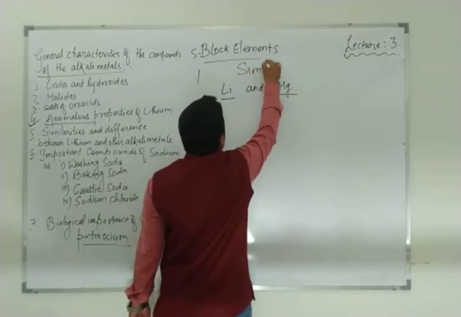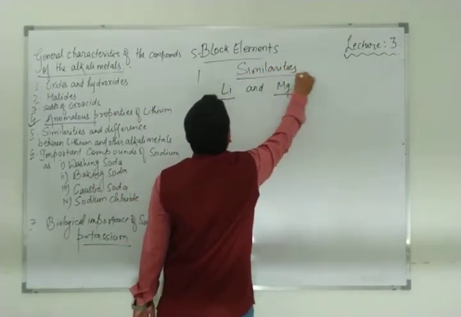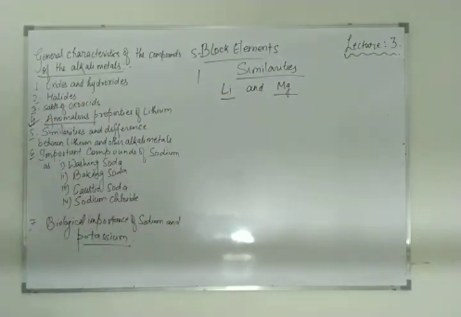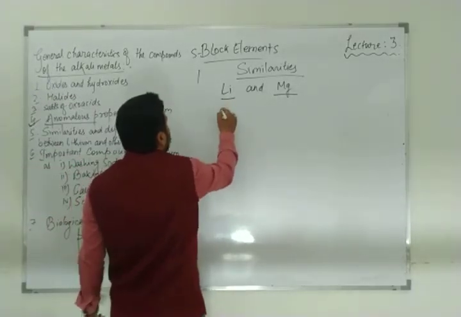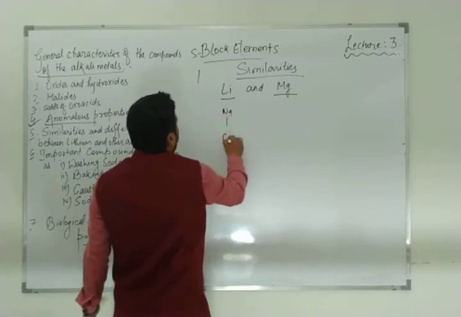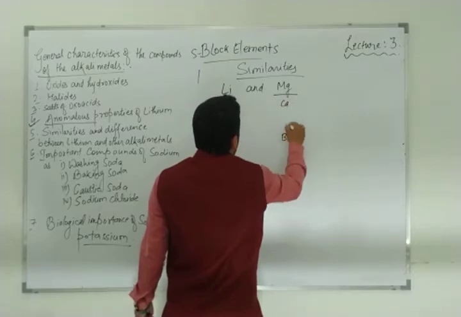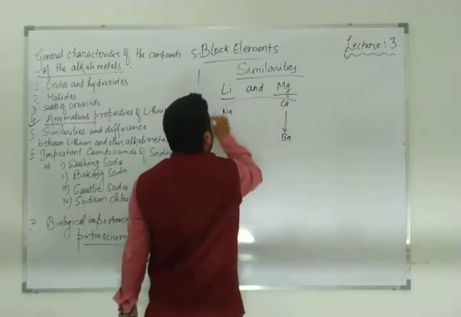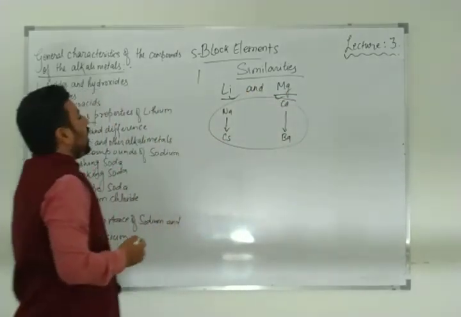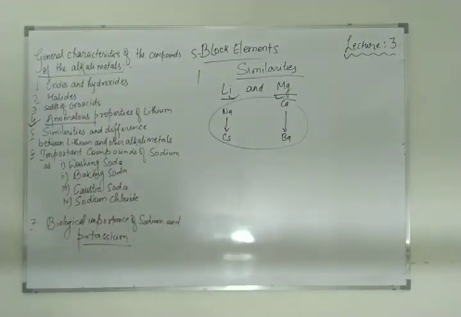Now we are talking about the similarities. First I have told you about lithium and magnesium. One is an alkali metal and another is an alkaline earth metal. So lithium and magnesium are lighter than other alkali and alkaline earth metals. If we compare lithium with sodium to cesium, and magnesium with calcium to barium, these are the heavy metals in comparison to these two. Lithium is the lightest among all these, so you should write this in your notebook: they are lighter than other elements of their respective groups.